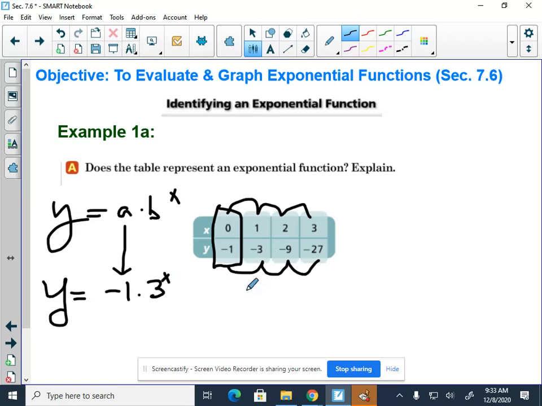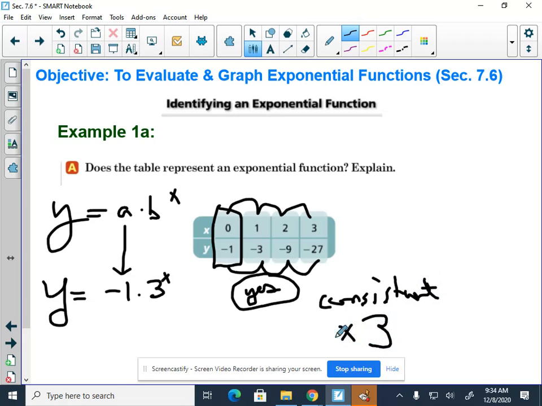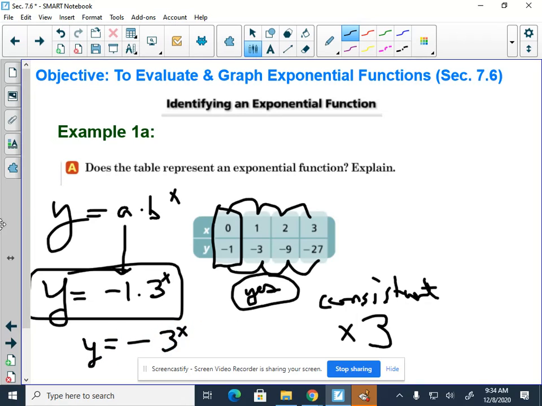So, does it represent an exponential function? Yes. And the reason is, it is consistent and it always multiplies by 3. It's always times 3. And then I can write that. That would be the equation. Now, we usually don't put the -1 in there, so usually we turn it to -3 to the x.